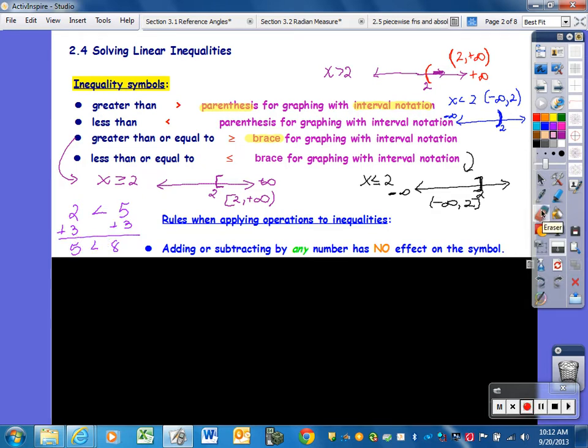How about if I subtract 3? Two minus 3 is negative 1. 5 minus 3 is 2. Negative 1 is still less than 2. So it does not matter if I add or subtract, I still have the same symbol.